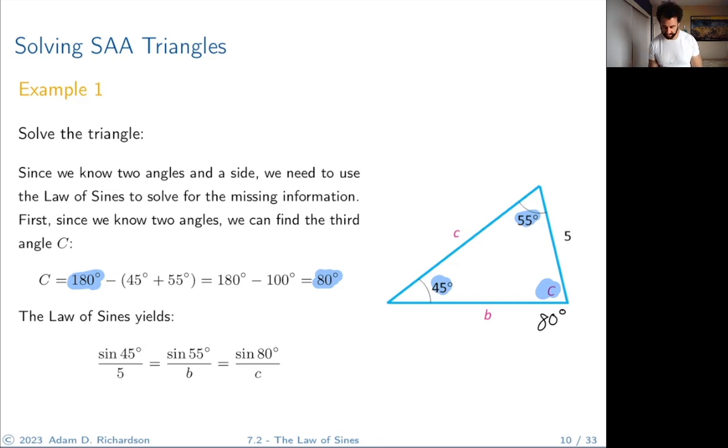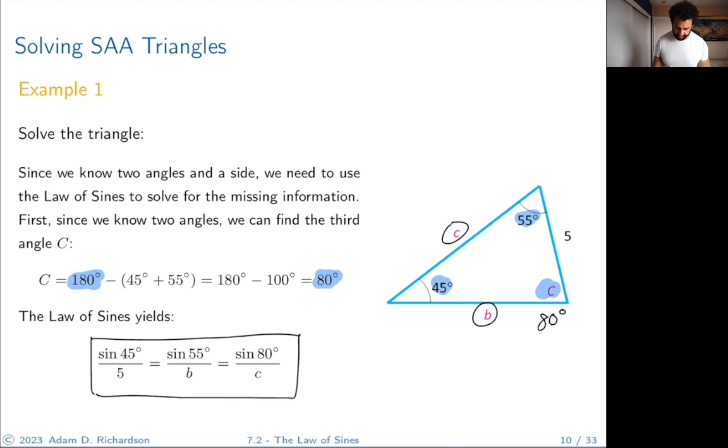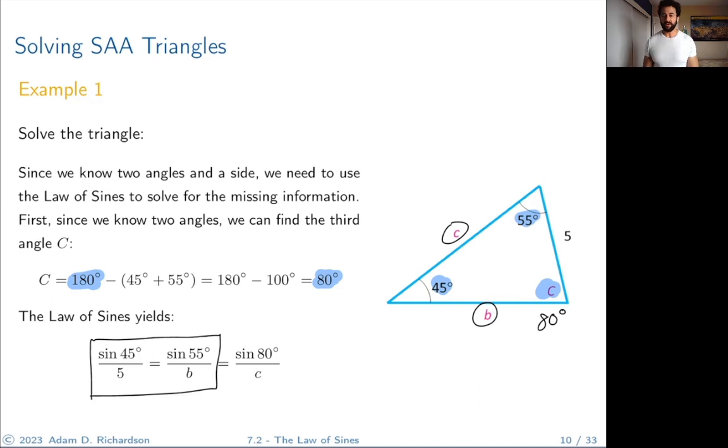We just need to solve for the other two sides, C and B. Now, the law of sines gives us this relationship right down here. So sine of 45 degrees over 5 is equal to sine of 55 over B, which is equal to sine of 80 over C. And now what you'll notice here is we can split this up into two equations that'll help us solve for the unknown. So for example, we can start with this. So right now we know that these two values must be equal. And when we look at this equation, there's only one unknown value, and the unknown value is B.